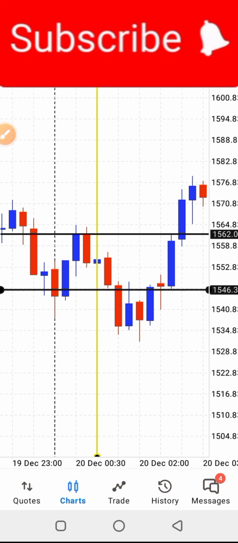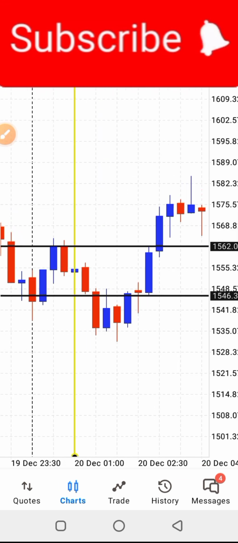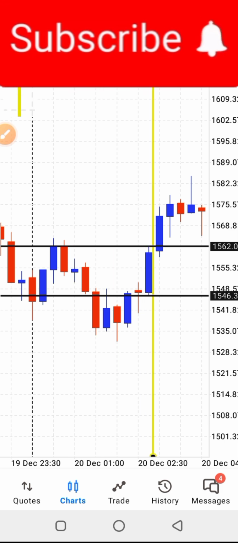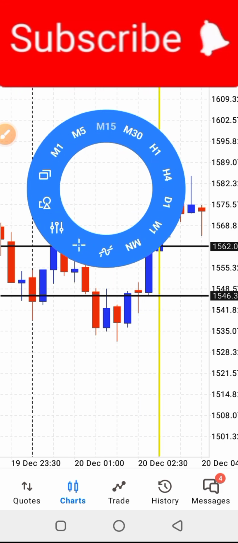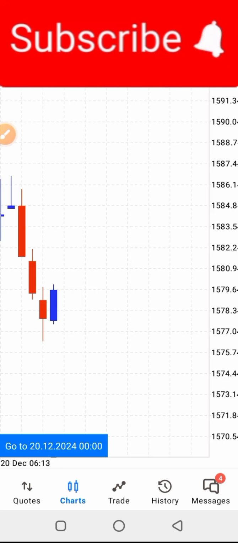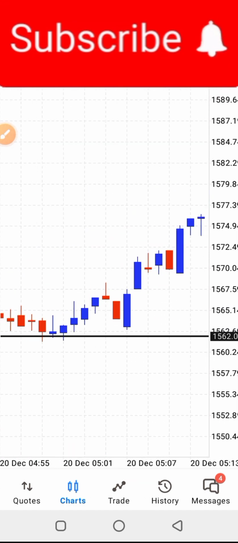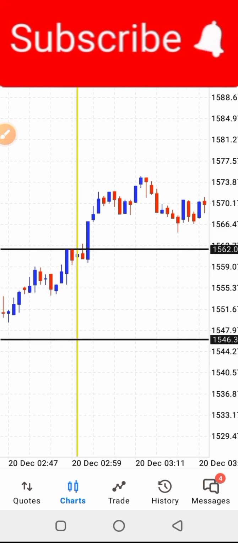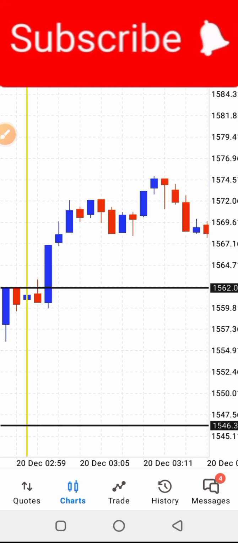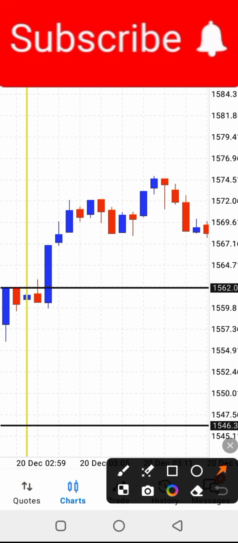Alright, so now that we've marked out the boundary of the candle, we run to our 1 minute time frame for our entry. So I need this vertical line so it can help me see where the next candle started. Okay, so I'm running down to my 1 minute time frame. So where's my vertical line? Okay, that's it right here. Okay, so on the 1 minute time frame, this is where the next candle started.